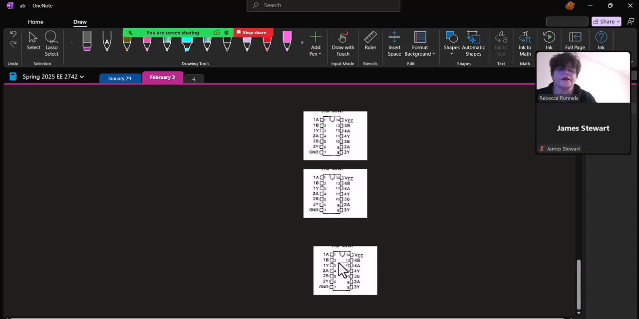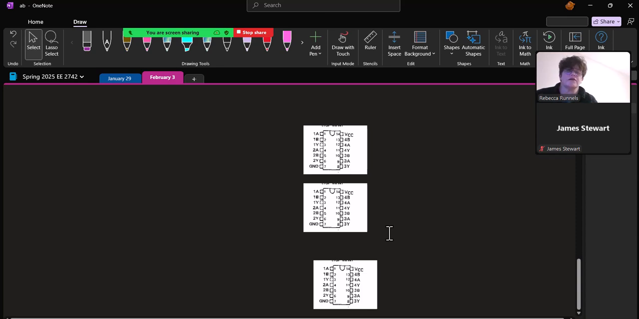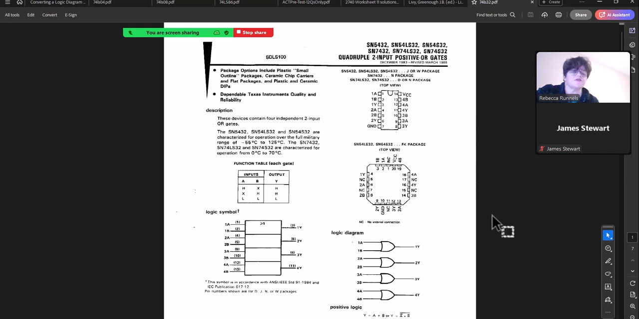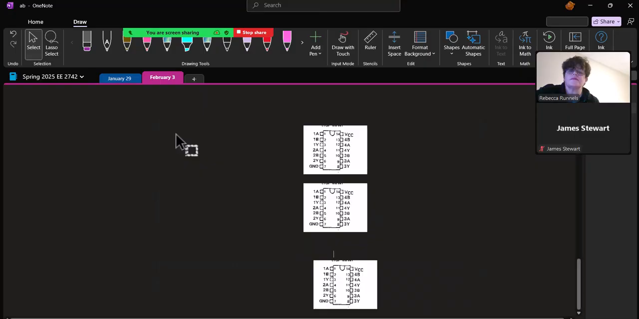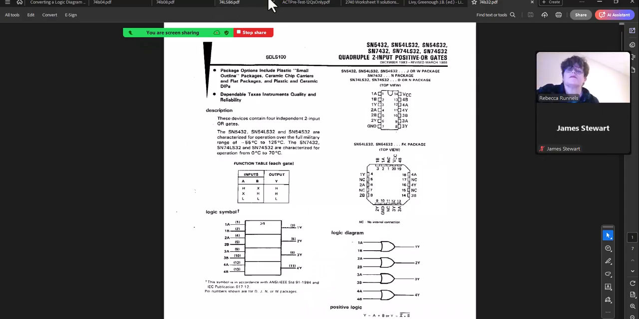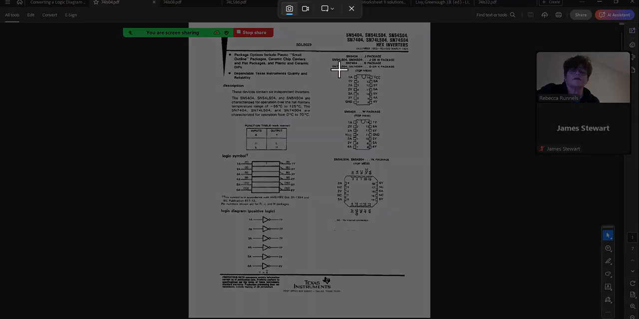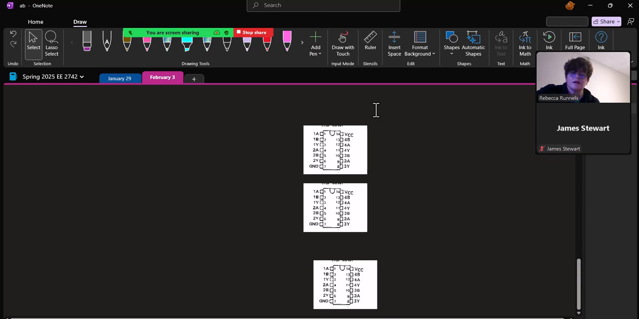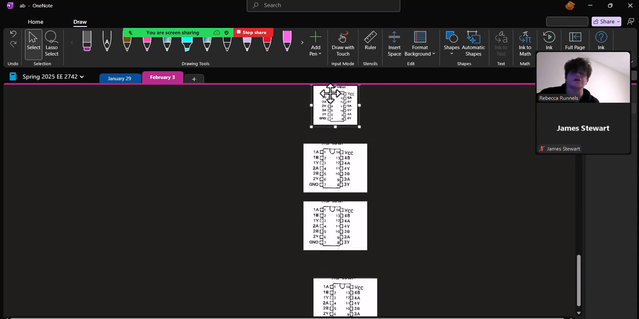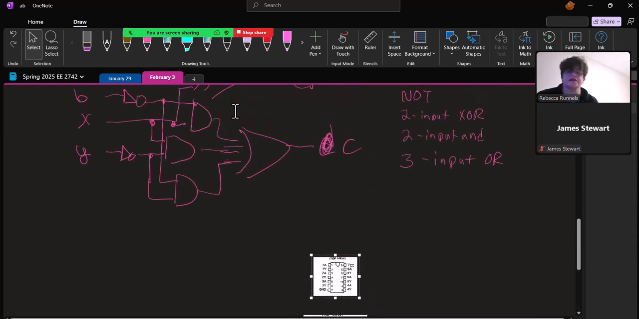Okay, so the exclusive OR and the OR all look the same, so I didn't get a different chip for those, but the inverter is a little bit different. So the inverter is this one. Okay, so I just have those handy for when I'm going to get to that step.